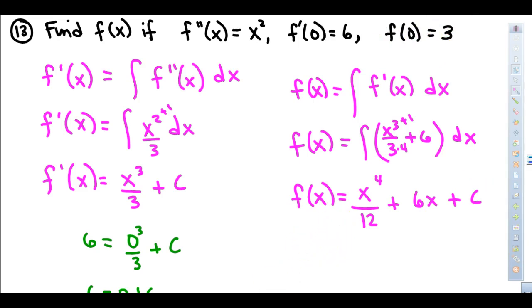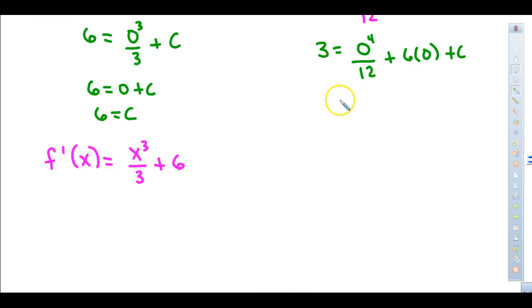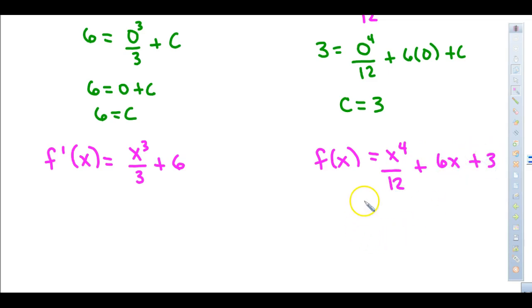So in the place of my x's, I'm going to put 0. In the place of my y, I'm going to put 3. And so it looks like c is 3. Okay? So that means that f of x is equal to x to the 4th over 12 plus 6x plus 3. Okay? And that's a fun little problem to do.